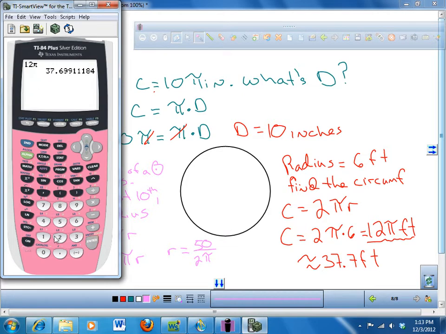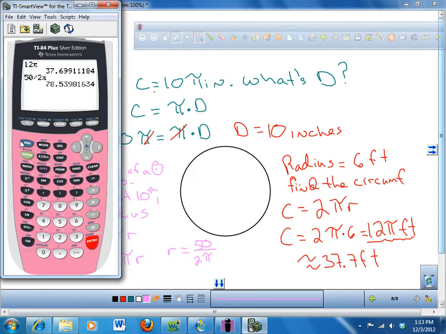Because what you don't want to do is type 50 divided by 2 pi, even though it looks right, because I think what this is going to do is take 50 divided by 2 and then multiply it by pi. Let's just see. So see how it gives you 78? And that answer doesn't make sense, right?